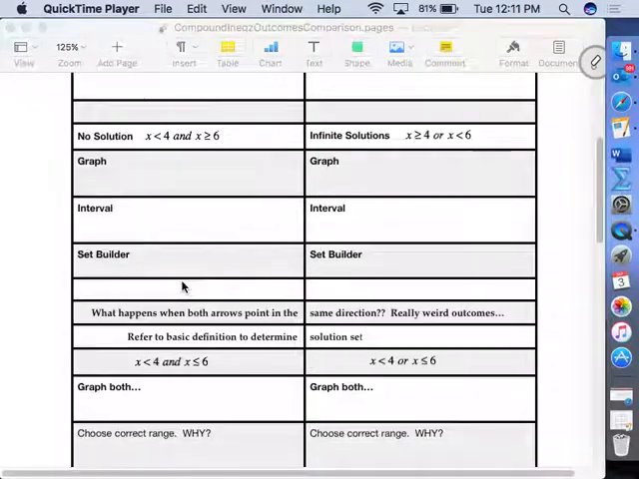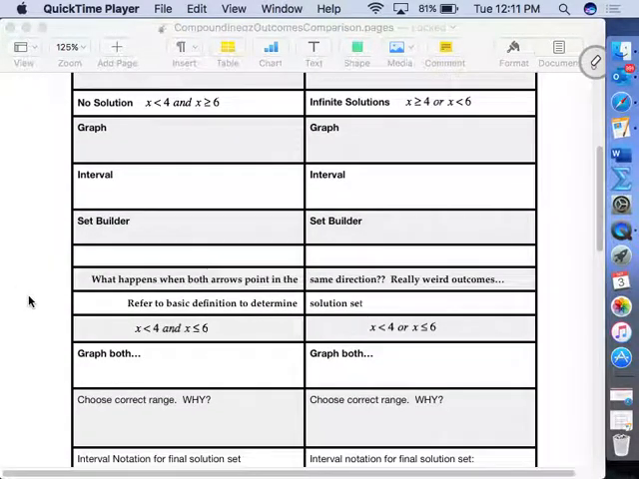So moving on, let's look at the no solution, infinite solution first. And I think that the graph really tells the story. So here's my graph, and I've got a boundary point of 4, a boundary point of 6. I'm looking for all of the numbers that are less than 4, open circle, all of the numbers less than 4. I'll change to blue. And I'm looking for all of the numbers greater than 6, including 6.